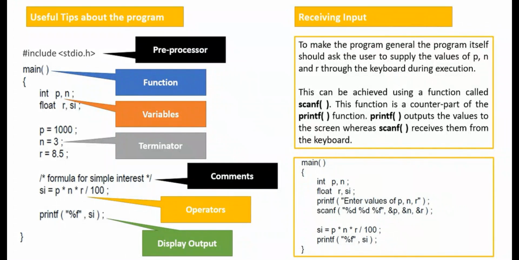Note that the ampersand before the variable in the scanf function is a must, because ampersand is the address of operator. It gives the location number used by the variable in memory. When we say ampersand P, we are telling scanf at which memory location it should store the value supplied by the user from the keyboard. Detailed working of this operator will be discussed in future lectures.